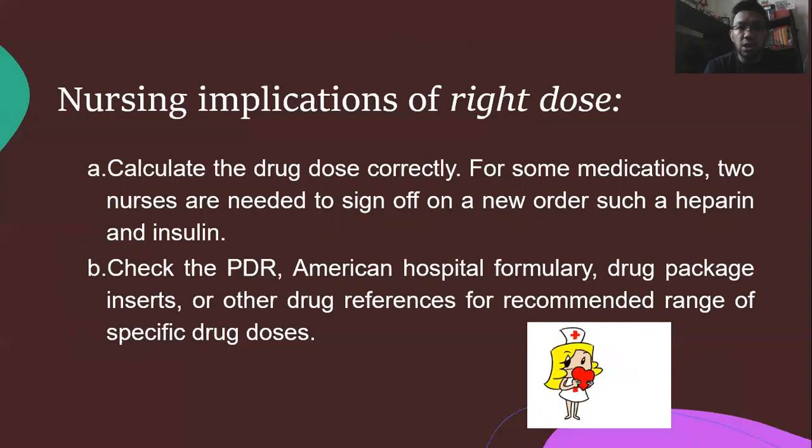And check the PDR, the American Hospital Formulary, drug package inserts, or any other drug references for the recommended range of specific drug dosage. You can check the internet for it. Our smartphones nowadays are very handy to check for the average dose of a certain drug or the package inserts, which are already there. If the drug was given to you, check the package inserts before administering it.